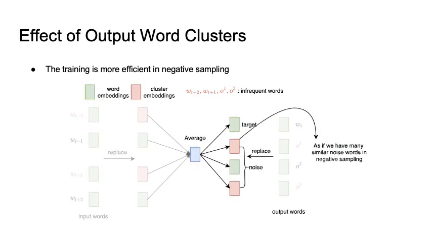As for the effect of output word clusters, it helps improve the training efficiency in negative sampling. As shown in the figure here, in the negative sampling, we replace some infrequent noise words with their clusters, as if we have many similar noise words in negative sampling. So as if we increased the number of negative samples, and we will show this in our ablation study.